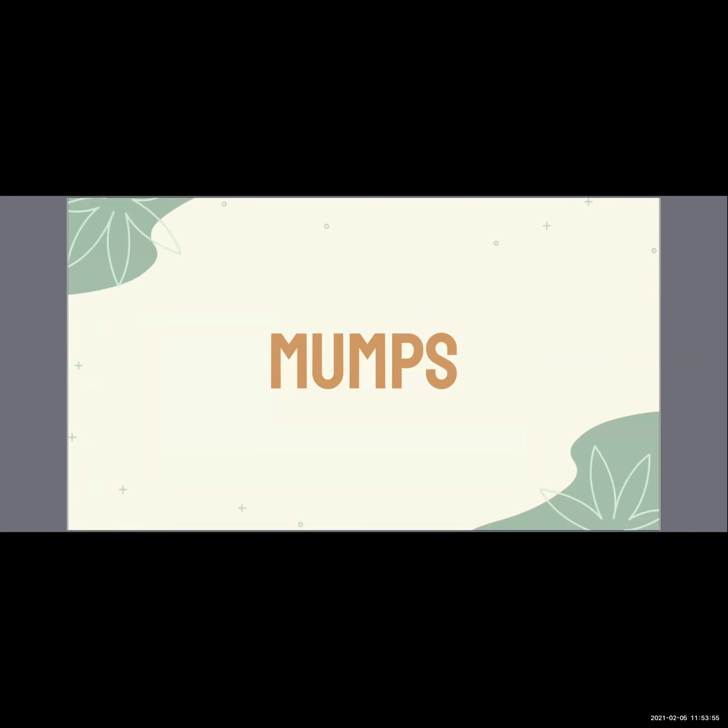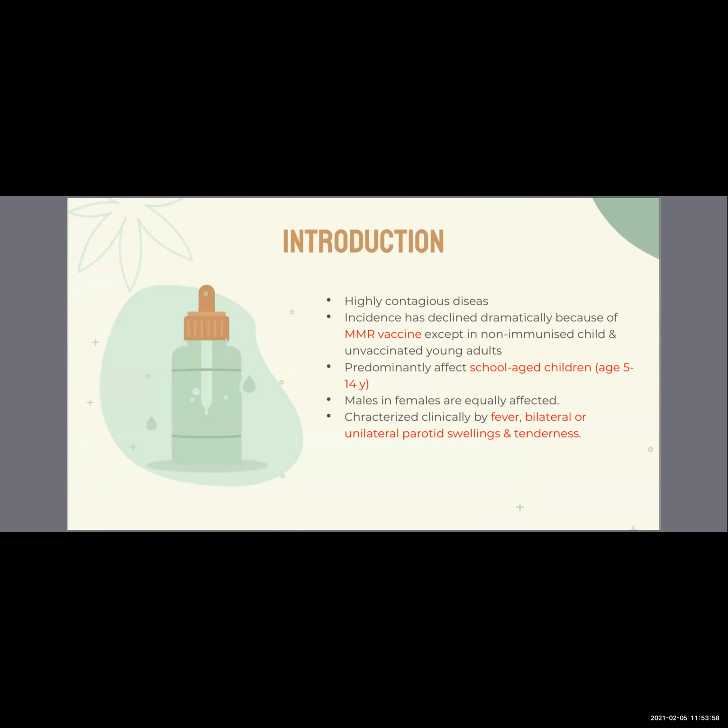Next, the second disease is mumps. Mumps is a highly contagious disease, and same as measles just now, since the introduction of the MMR vaccine, the incidence has declined dramatically, except in non-immunized children and unvaccinated young adults. It predominantly affects school-aged children, around age 5 to 14 years old, and males and females are equally affected. It is characterized clinically by fever, bilateral or unilateral parotid swellings, and tenderness.